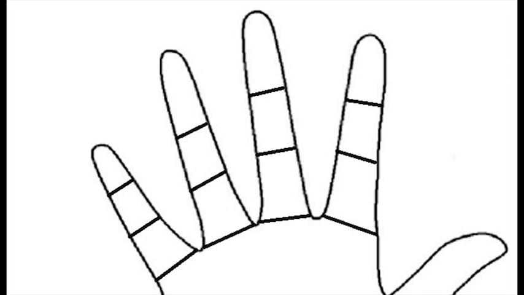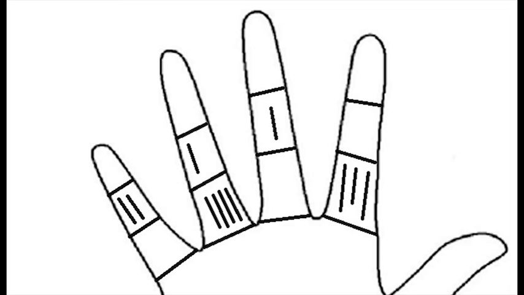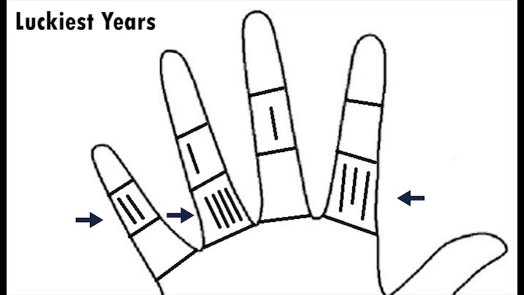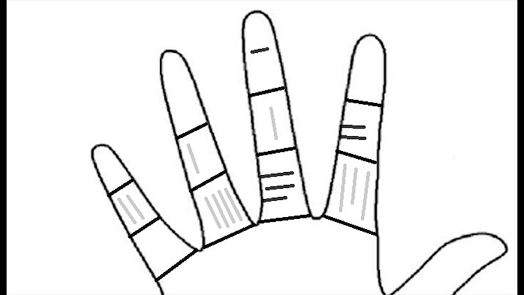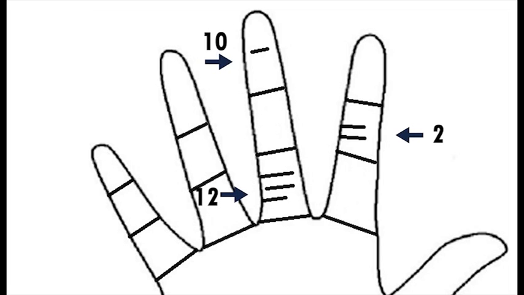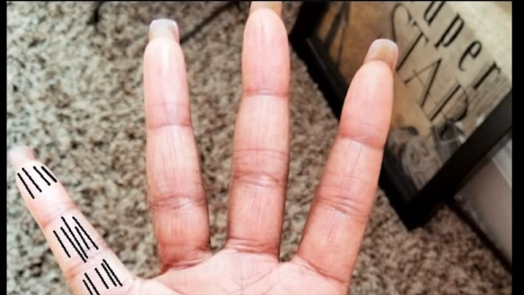To find out which years are lucky and which years are unlucky, I want you to have a look at the vertical lines. The area with the most vertical lines is going to be the luckiest year in that sequence of 12 years for you. Conversely, the period that's got the most horizontal lines on it is going to be the unluckiest year for you.